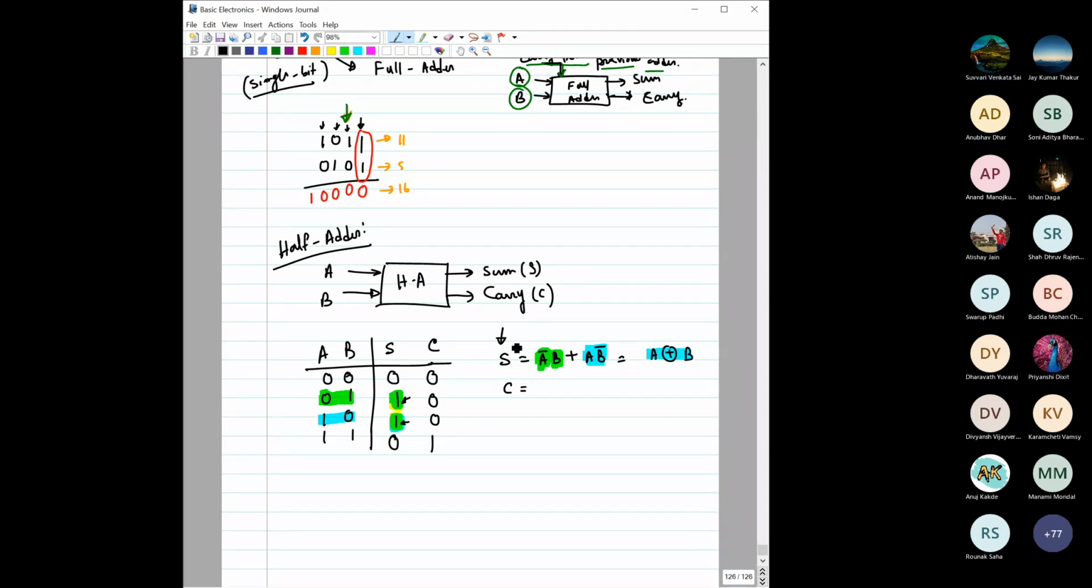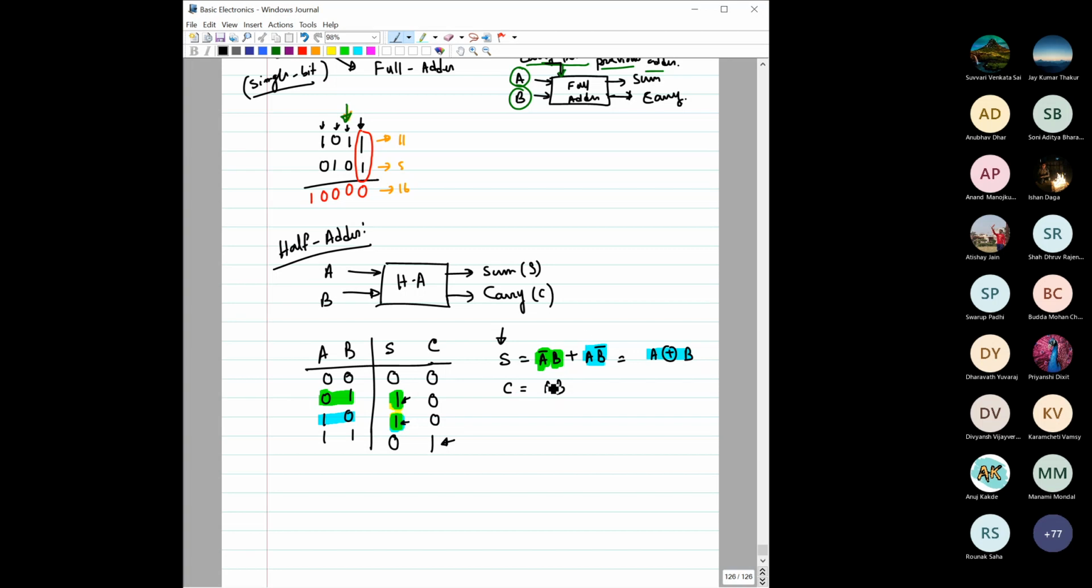Okay. So then what about carry? See, for carry, you can see only one 1 in this column. So obviously there is no question of minimization. So you have to take this one, and that is for A and B, right? So carry is A and B. So as simple as it is.